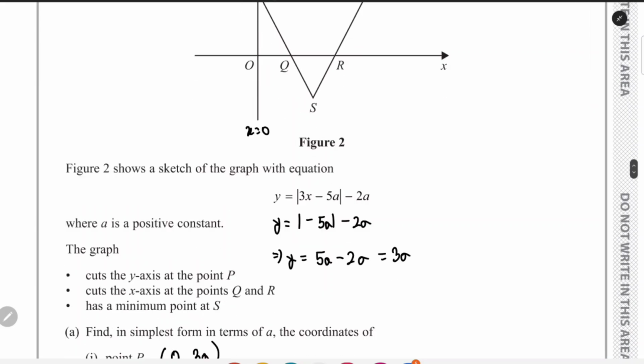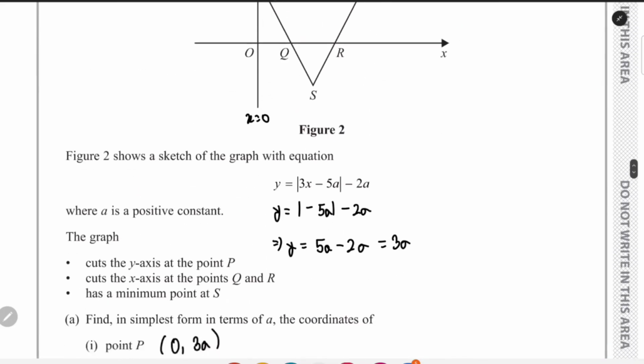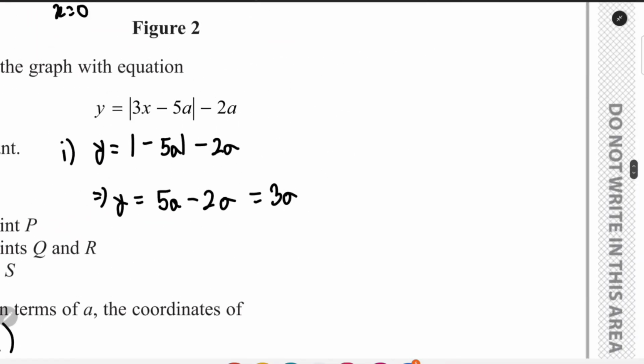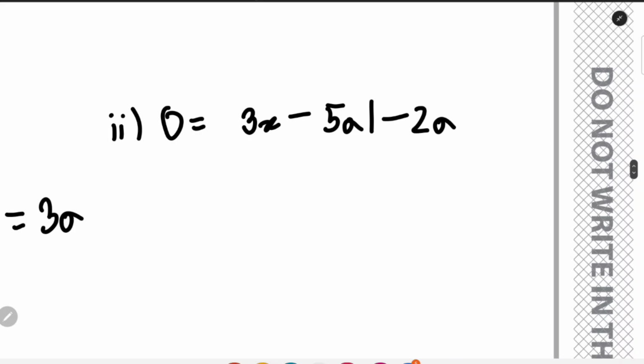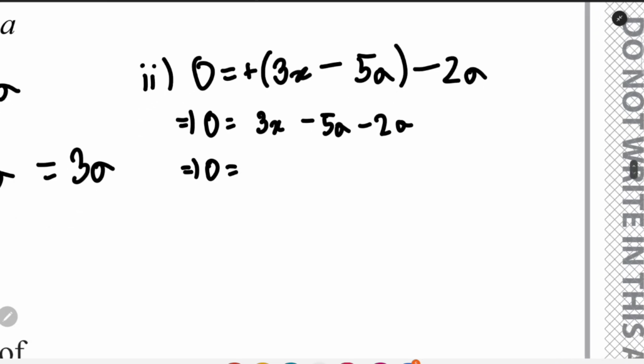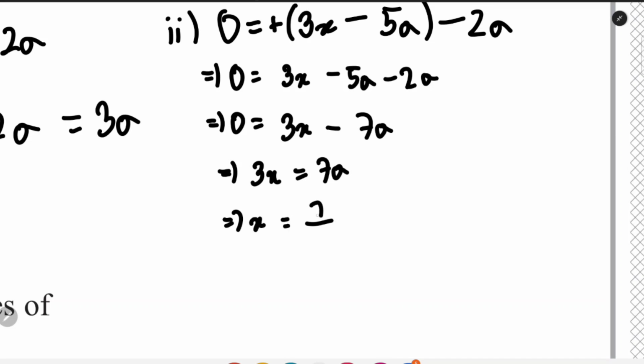And now for points Q and R, so these 2 points, the value of y is 0. So we have y equals 0, and we have to find both values of x for which this happens. If we have a plus over here, then we'll have 0 equals 3x minus 5a minus 2a, or 0 equals 3x minus 7a, 3x equals 7a, and x will be equal to 7 by 3a.